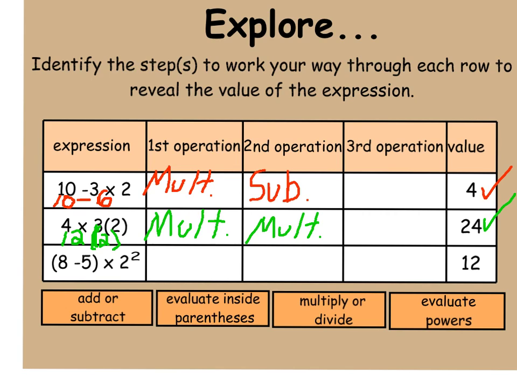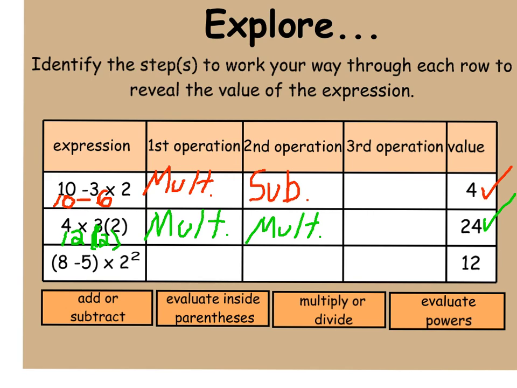So our last example problem is a parentheses. We have 8 minus 5 in parentheses. Then we have times 2 to the second power. So I want you to hit pause and think, which would we do first? Look down here, which of these would be our first operation? Hit pause and fill in your sheet and see if you did it correctly.